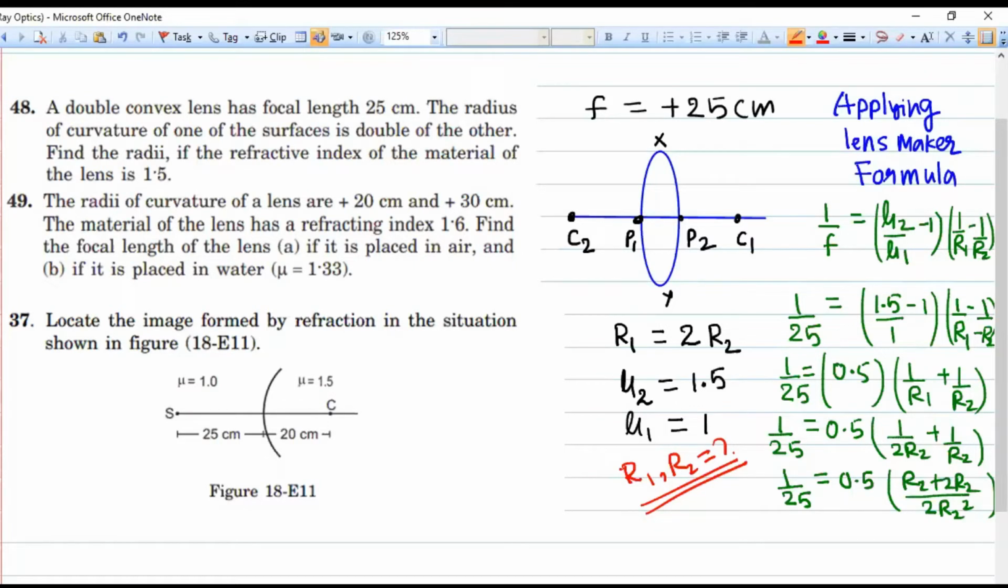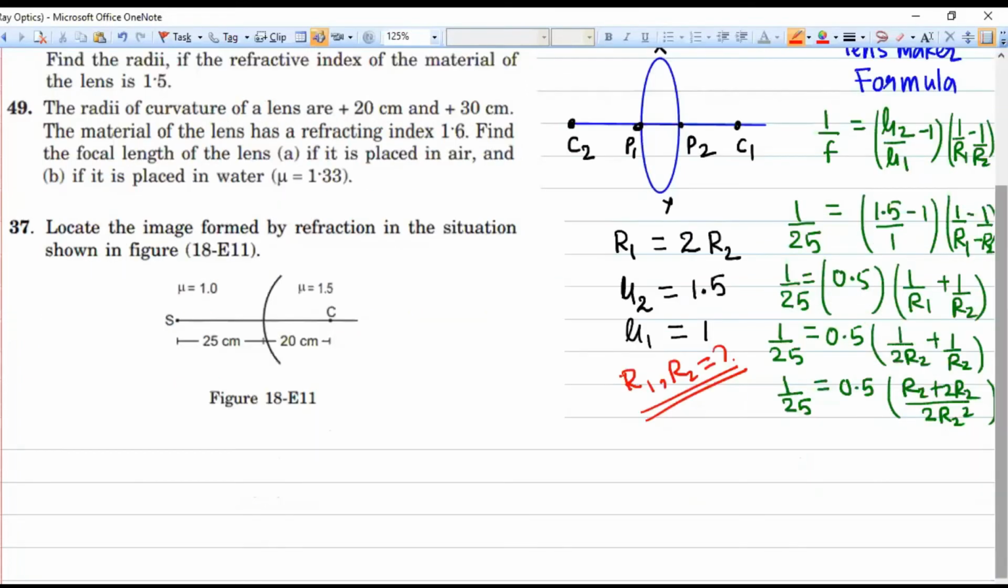Arey, nahi put karenge, tum log kya dar gaye? I will not put there. I am just solving only. You can reply. Is it clear? Or not visible? Yes, sir. Yeah, tell me then.